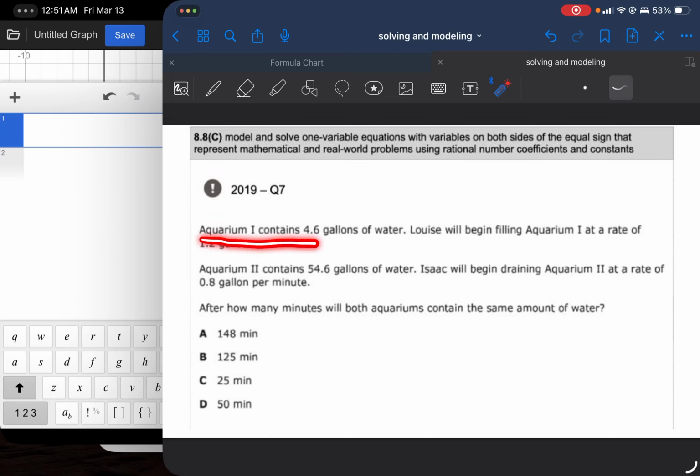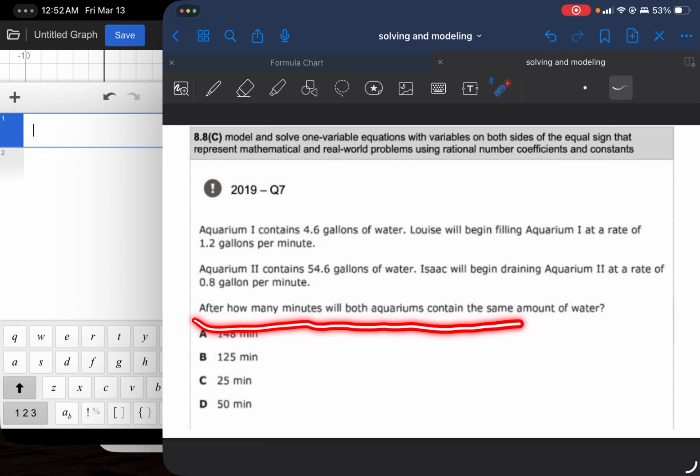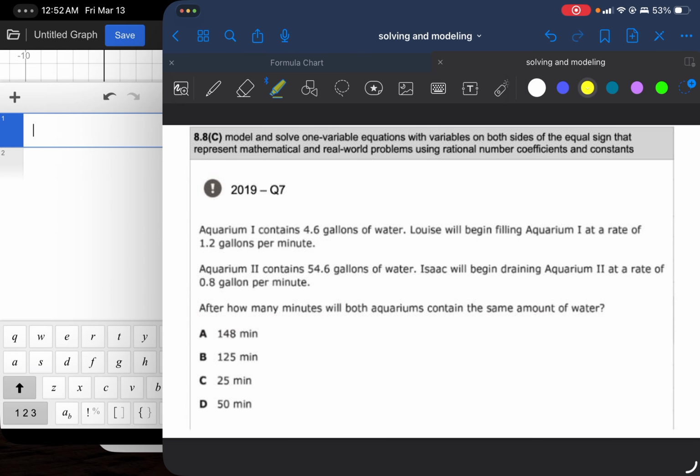Aquarium 1 contains 4.6 gallons of water. Louise will begin filling Aquarium 1 at a rate of 1.2 gallons per minute. Aquarium 2 contains 54.6 gallons of water. Isaac will begin draining Aquarium 2 at a rate of 0.8 gallon per minute. After how many minutes will both aquariums contain the same amount of water?